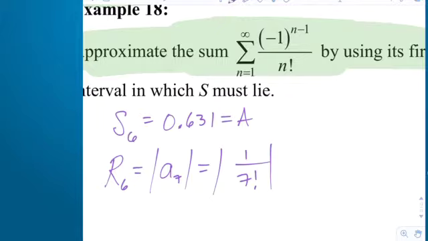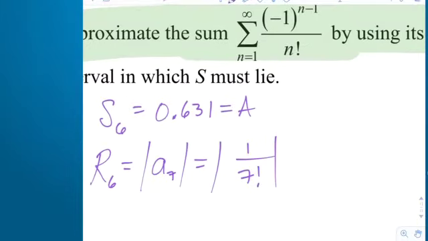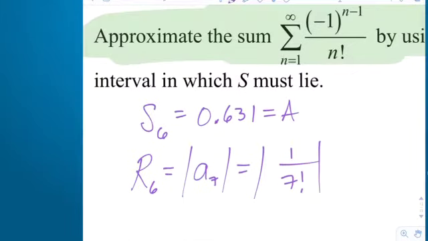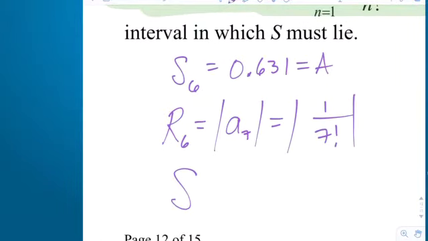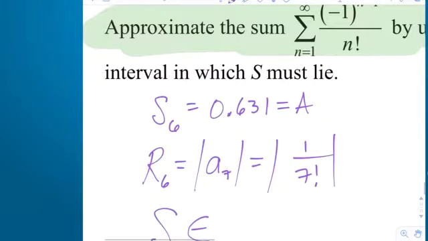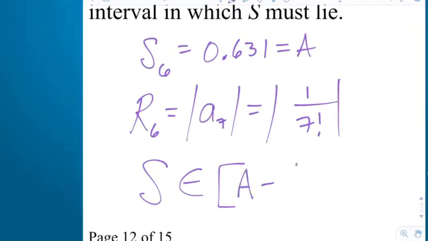Right? That would be the 7th term. The 6th term was 6 factorial. Now, if you want to get an interval in which the actual sum has to live, then here's what you could say. S has to be inside the interval of, in this case, a minus 1 over 7 factorial for a lower bound, and a plus 1 over 7 factorial for an upper bound.